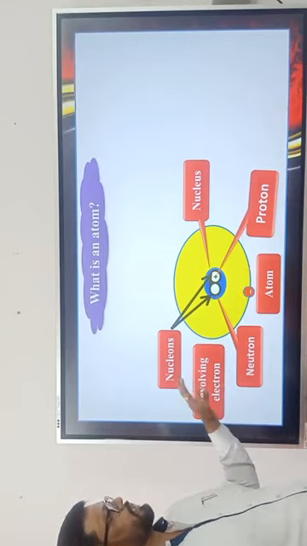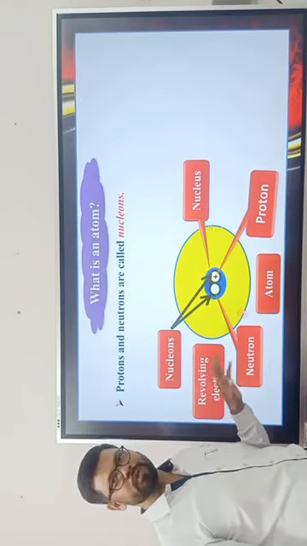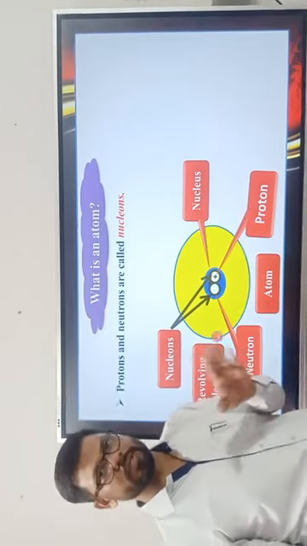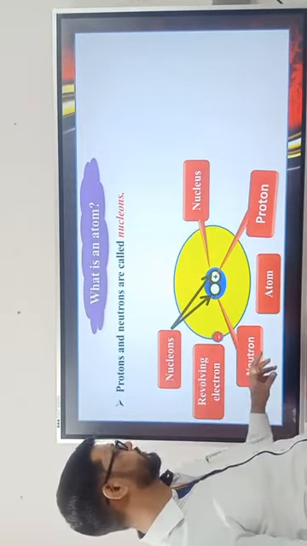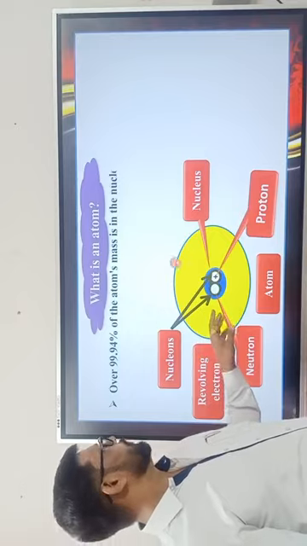Here you can see the picture is very clear. You can take a screenshot of this screen, which will be very helpful for you to understand the structure of an atom and subatomic particles. Otherwise, this video will be there on the page. You can watch the video.